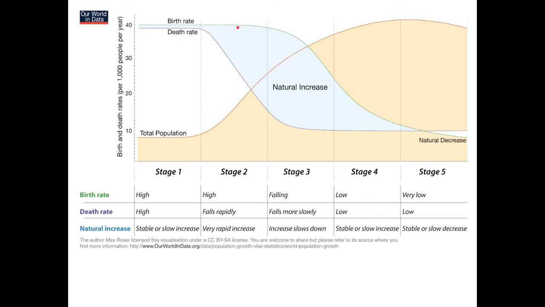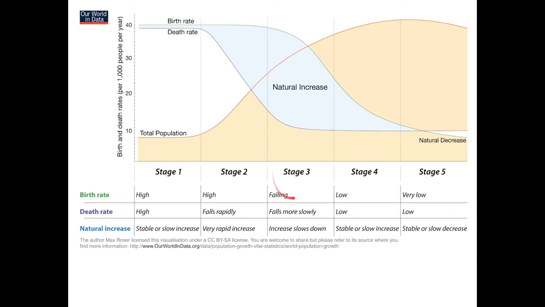Probably because the cultures that started having fewer kids immediately died out. But you can see that the gap between the death rate and the birth rate is very large. So the natural increase rate during stage two is very high. Very rapid increase in population. From stage two through stage three, you can see the slope of the population increase is still very rapid.